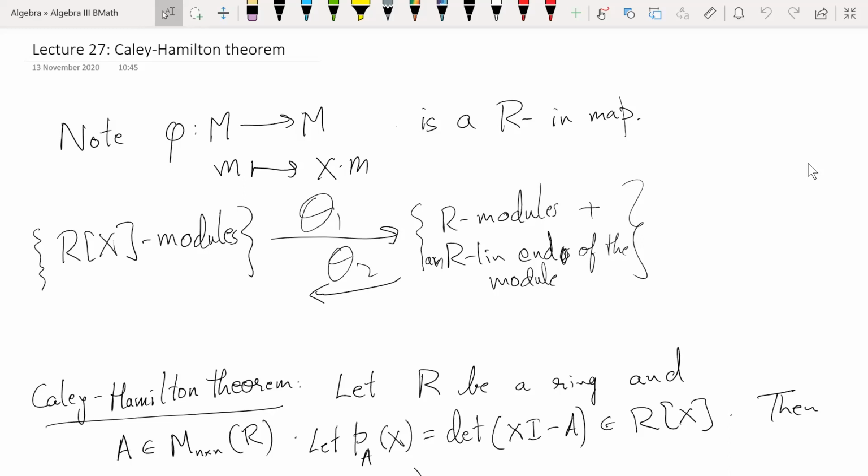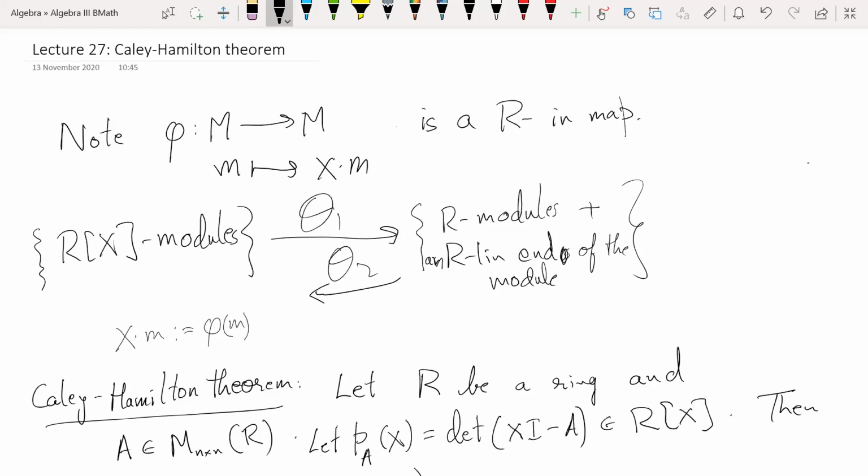So the action of X in the other direction is that X dot m is defined to be phi of m. And then once you know how the monomial X acts, you know how X squared or X cubed will act, that is forced. Because of the module axiom, X squared has to act by phi composed with phi, and so on. And then once you know it for all monomials, by linearity you know it for all polynomials. And that is how you define the Rx module structure.